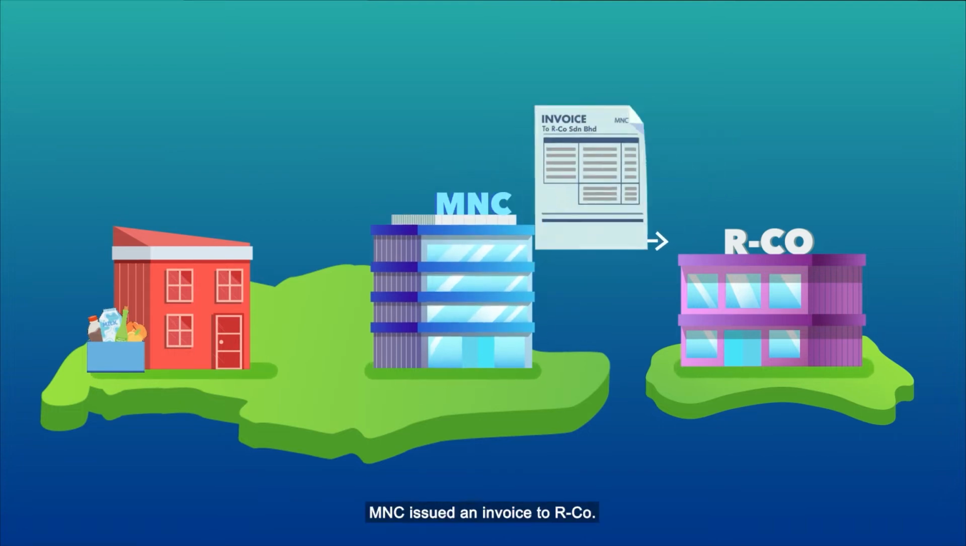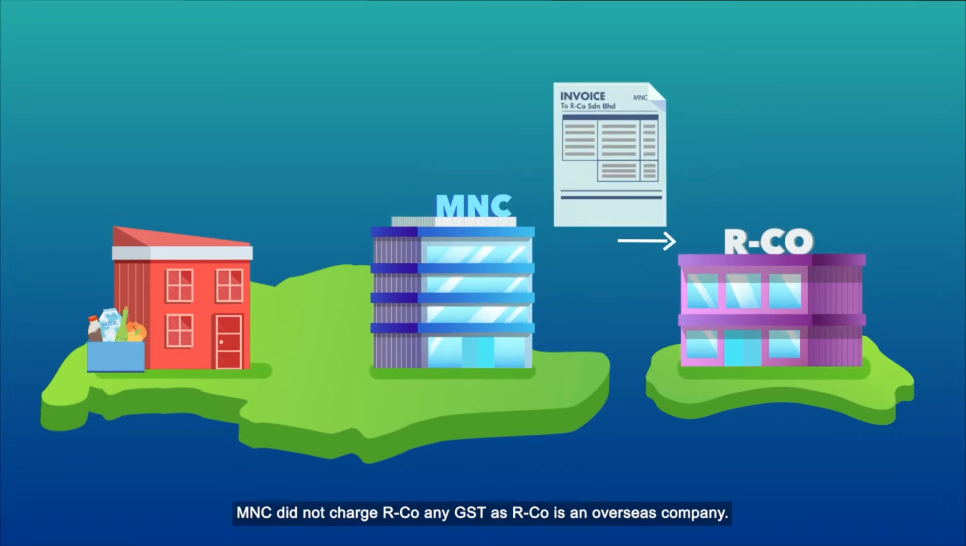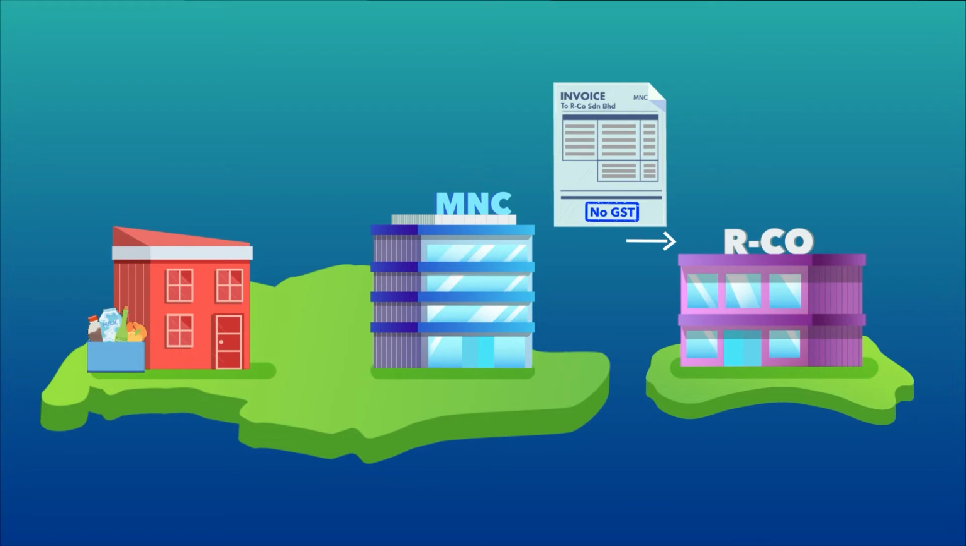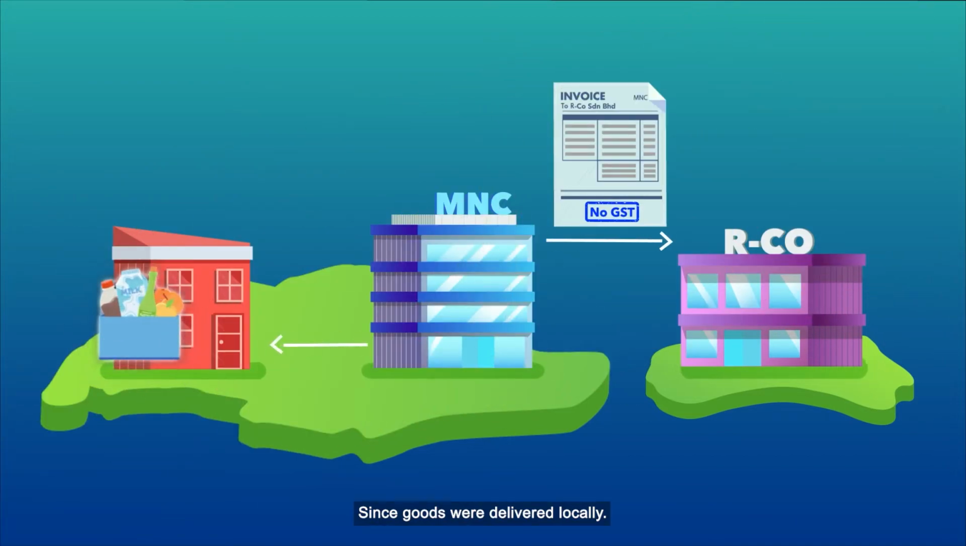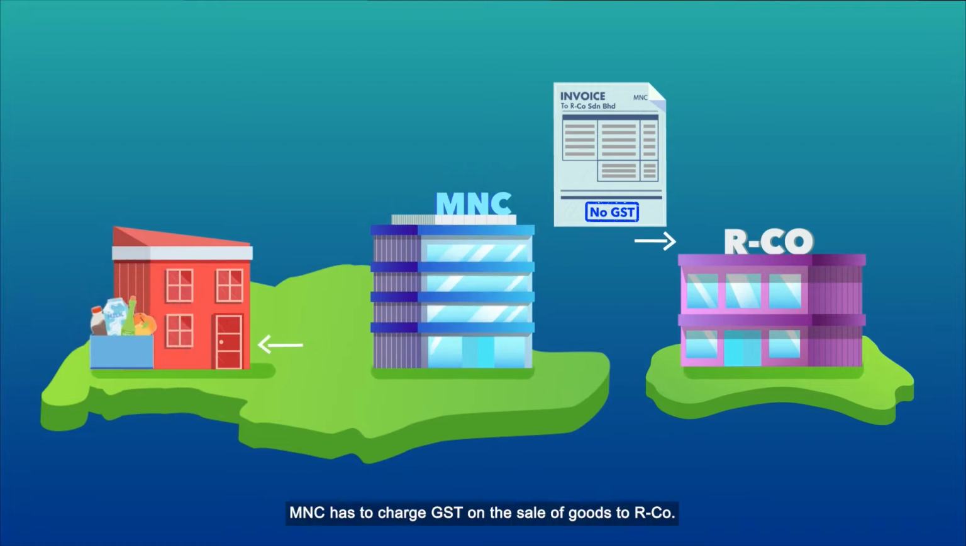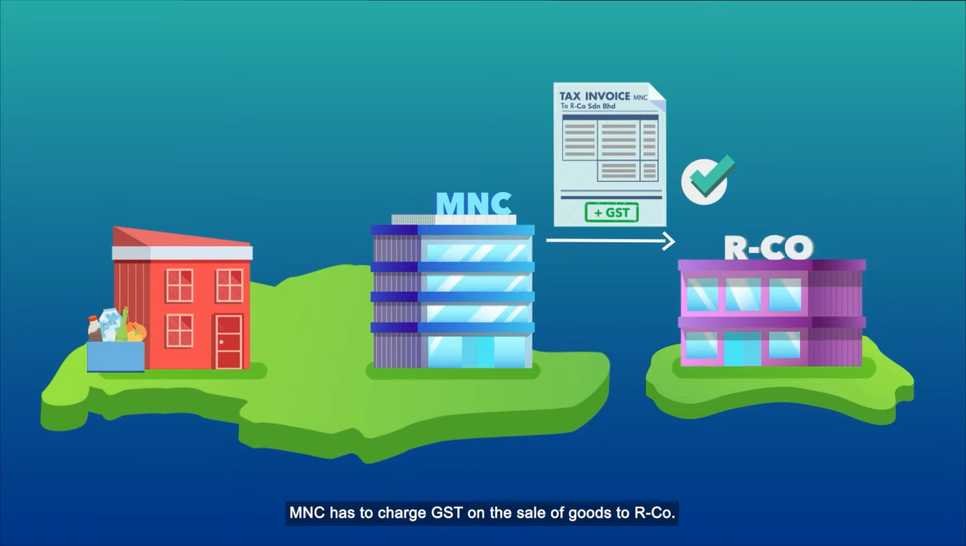MNC issued an invoice to Arco. MNC did not charge Arco any GST, as Arco is an overseas company. This is incorrect. Since goods were delivered locally, MNC has to charge GST on the sale of goods to Arco.